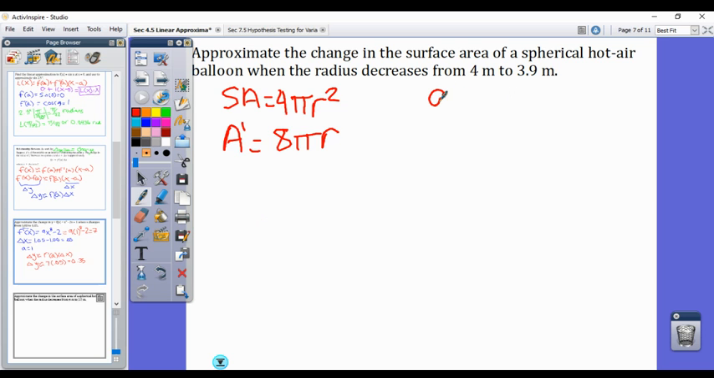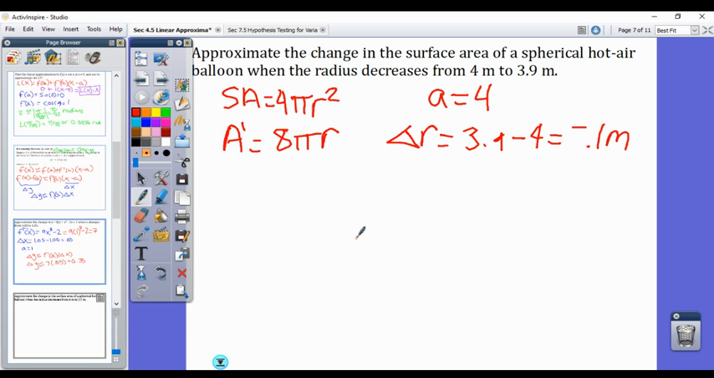I am starting with a value of 4, so my a is going to be 4. And I need to find my change in my radius. To do that, I'm going to subtract 3.9 meters minus 4 meters, which is going to give me negative 0.1 meters.